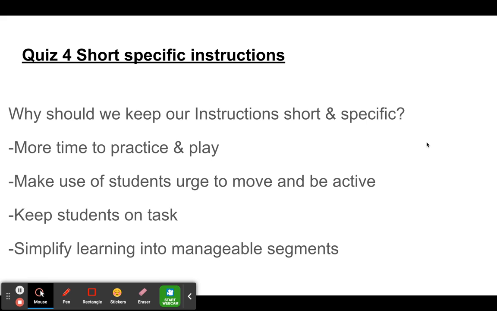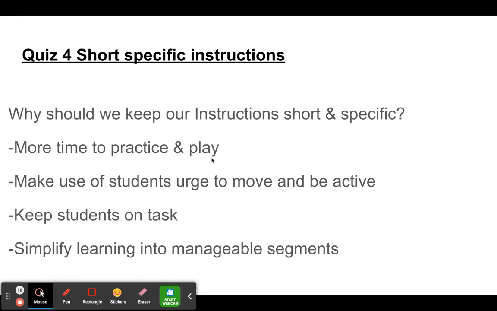Right, here are the four things. One, more time to practice and play for our students. Okay, if you think back to the goal of physical education, what is the goal of physical education, guys? Okay, well, if you said it is to help our students develop a physically active lifestyle, you are correct. And how do we accomplish that goal? By increasing learning and increasing activity time. So just by shortening our instructions and keeping them short and specific, we provide more opportunity to practice and play.